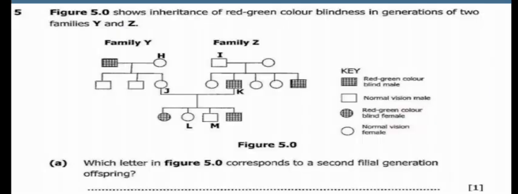So the next question is also coming from the same sex-linked characteristic, but it is in the form of a pedigree diagram. And it is saying figure 5.0 shows inheritance of red-green color blindness in generations of 2 families, Y and Z. So we have the Y family and the Z family.